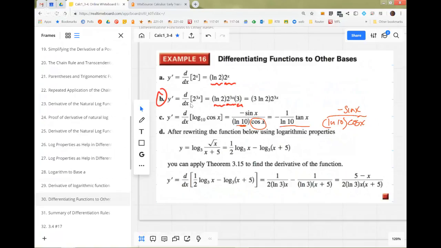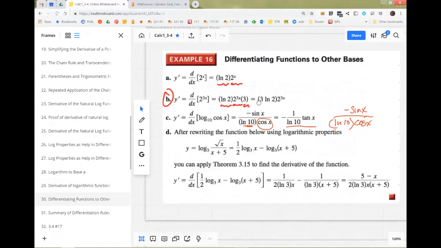What do you do with part B? What's the derivative of 2 to the 3x power? Itself, 2 to the 3x, times the natural log of its base. And then we have a chain rule because the inner function there is 3x. So put that all together, get your answer over here on the right.